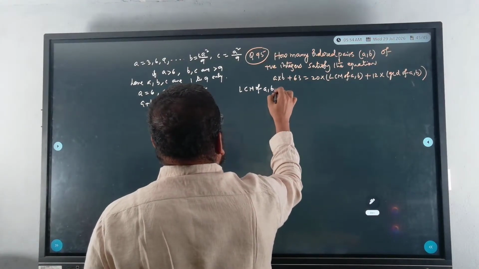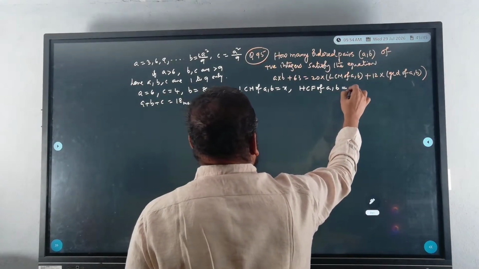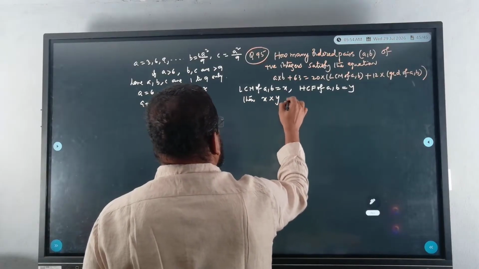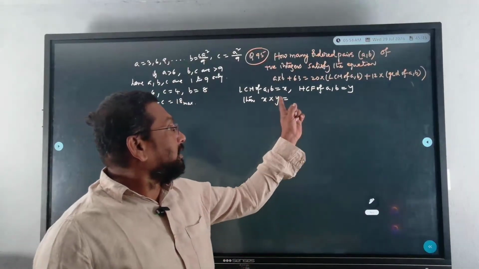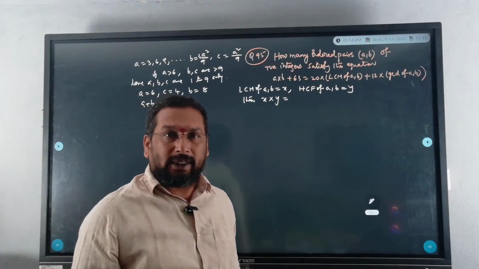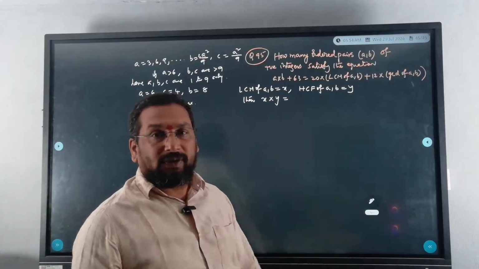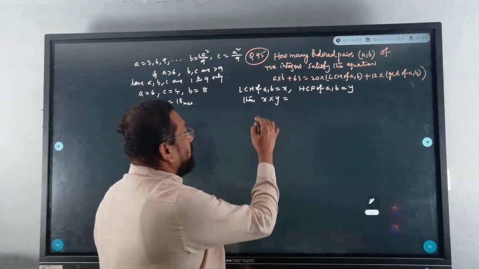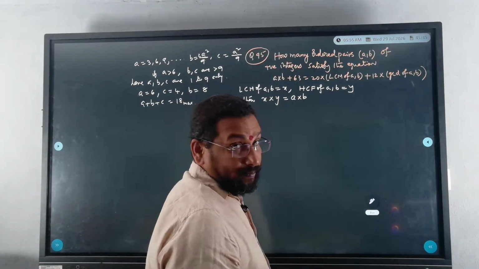See, LCM of a comma b is equal to x, HCF of a comma b is equal to y, then x into y is equal to what? If two numbers are given and their LCM and HCF are given, what is the relation among the numbers and their LCM and HCF? Product of numbers is equal to product of their LCM and HCF, right?